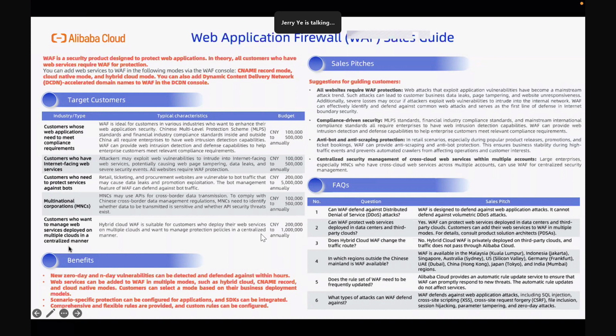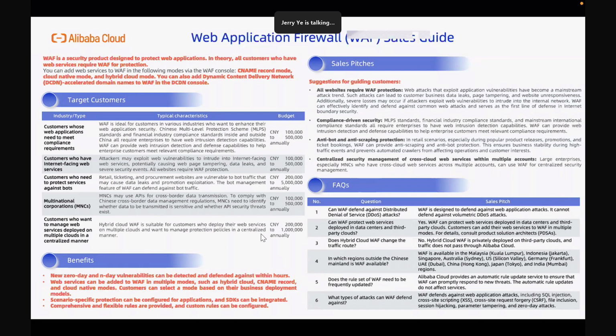Okay, the benefits. The first one to be highlighted is that new zero-day and n-day vulnerabilities can be detected and defended against within hours. Within hours, we will have the virtual patches and can help the customers to defend against attacks which utilize zero-day or n-day vulnerabilities. The second one is that web services can be added to WAF in multiple modes, and actually the access mode of the WAF is the most flexible.